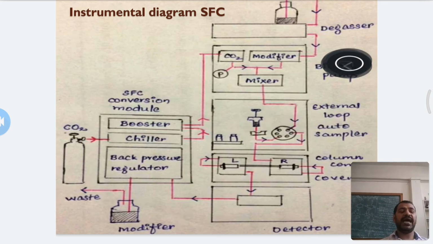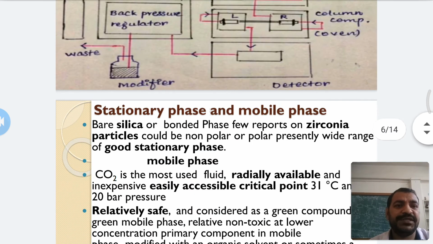The mobile and stationary phases are present in this column, and this helps the separation. The particular analytes are separated, eluted and transferred towards the detector. In this detector we detect our analytes, and this information is transferred to the computer system, which displays our result. So this is the instrumental diagram of a supercritical fluid chromatographic instrument.